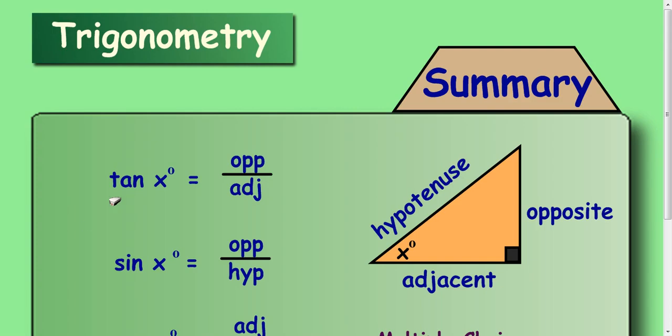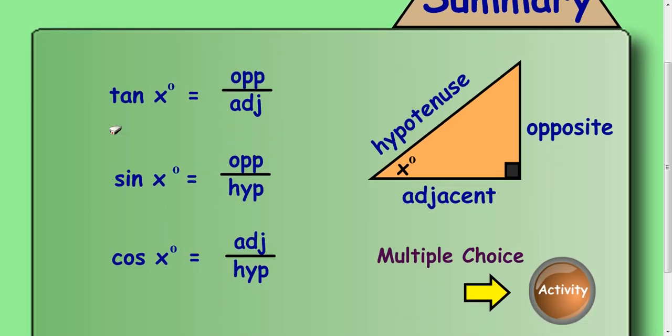So just to remind you of what you've done, you've learnt these three ratios. Tan is opposite over adjacent, sine is opposite over hypotenuse, and cos is adjacent over hypotenuse.